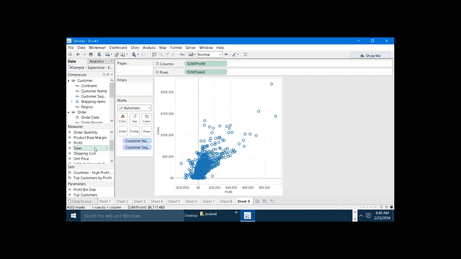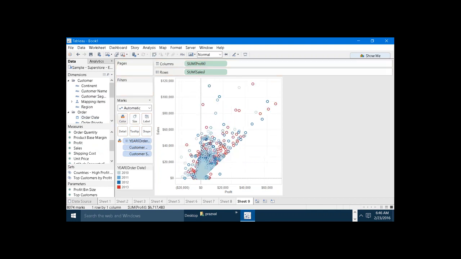If you want to color with the year, drag year and drop it into the color. Now we are seeing 8074 marks. It is another relationship for all 4 years in every customer segment. Just to identify the relationship between two measures, we'll use this scatter plot.